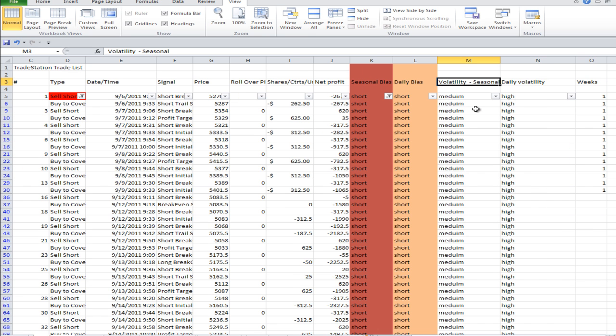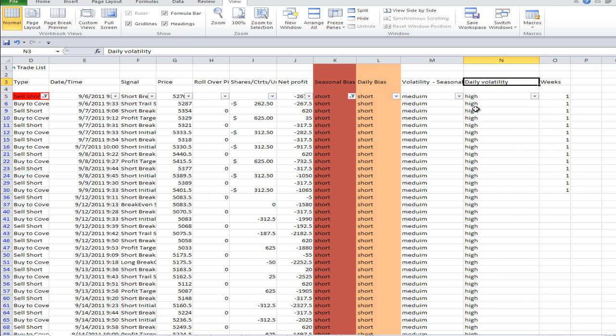The seasonal volatility, and I also had daily volatility. The seasonal volatility was based on seasonal charts, and the daily volatility was based on the standard volatility stochastic. And that was really all I tested.